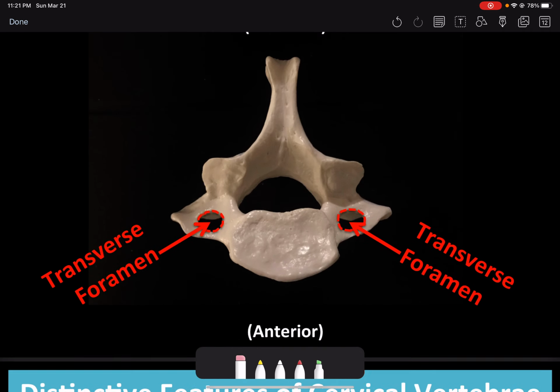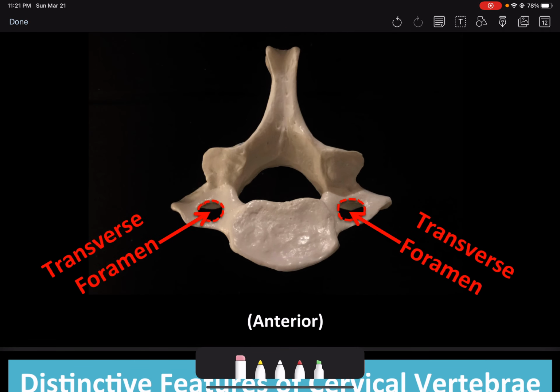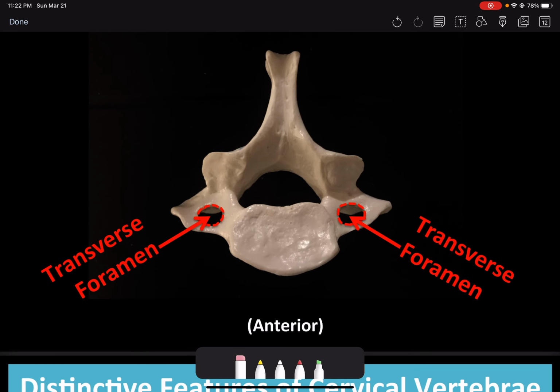So what I want you to pay attention to first and foremost with the cervical vertebrae are the transverse foramina. So the transverse foramina are associated with your transverse processes. Each transverse process is going to have a transverse foramen. And you can see here in this image, I have highlighted each of these transverse foramina in red for you. The transverse foramina, by the way, are going to be carrying your vertebral arteries and veins.